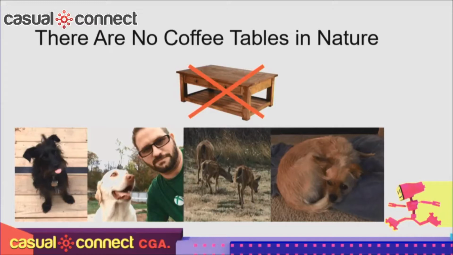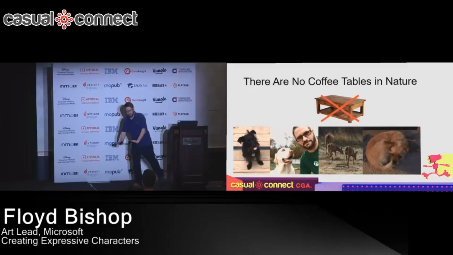There are no coffee tables in nature. You see a lot of coffee table characters in games, for whatever reason, where they were modeled. You've got a character with four legs, they're modeled like this, they stay like that. You've got a rig in there, so you might as well shift their weight a little bit, move their feet, put one forward or back a little bit, and get them more interesting.